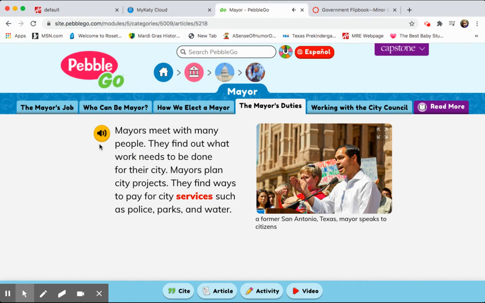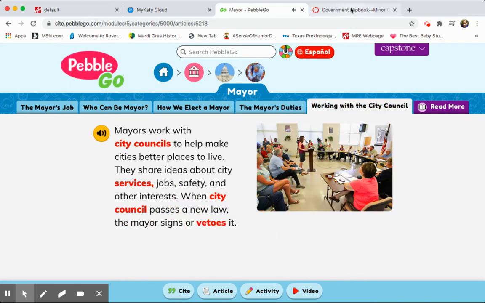The mayor's duties. Mayors meet with many people. They find out what work needs to be done for their city. Mayors plan city projects. They find ways to pay for city services, such as police, parks, and water. Working with the City Council. Mayors work with city councils to help make cities better places to live. They share ideas about city services, jobs, safety, and other interests. When City Council passes a new law, the mayor signs or vetoes it.